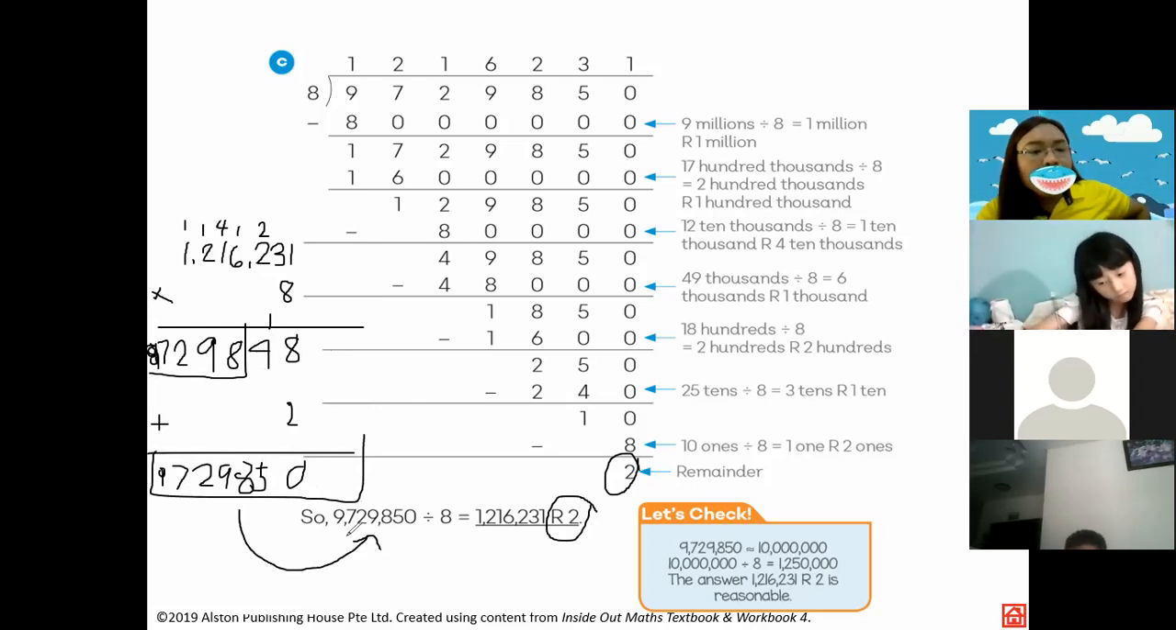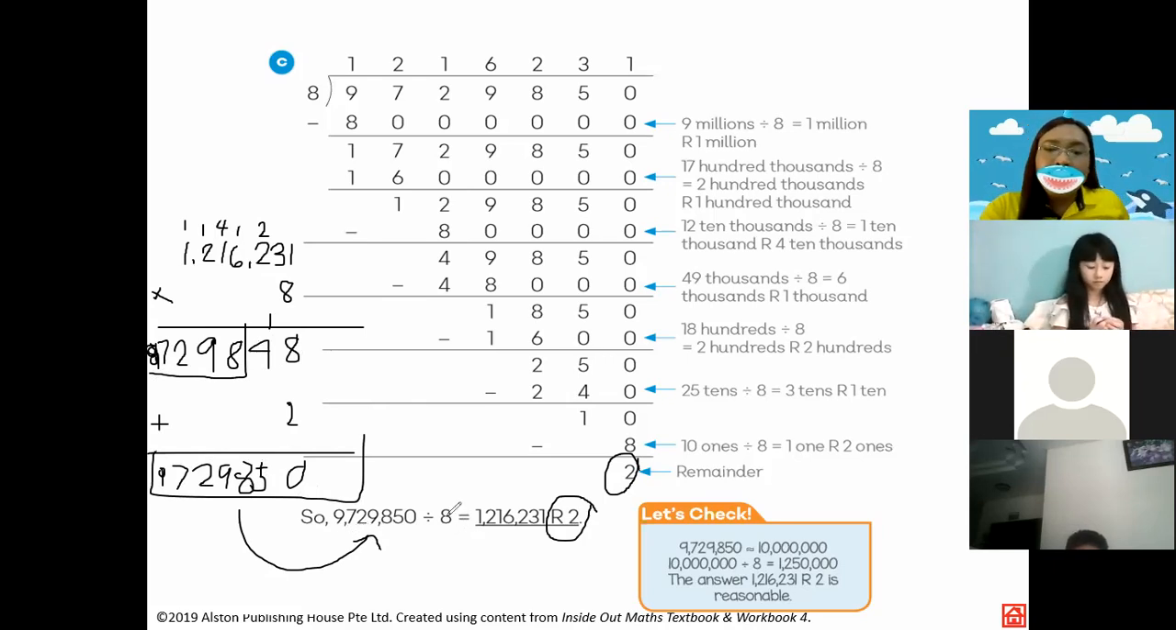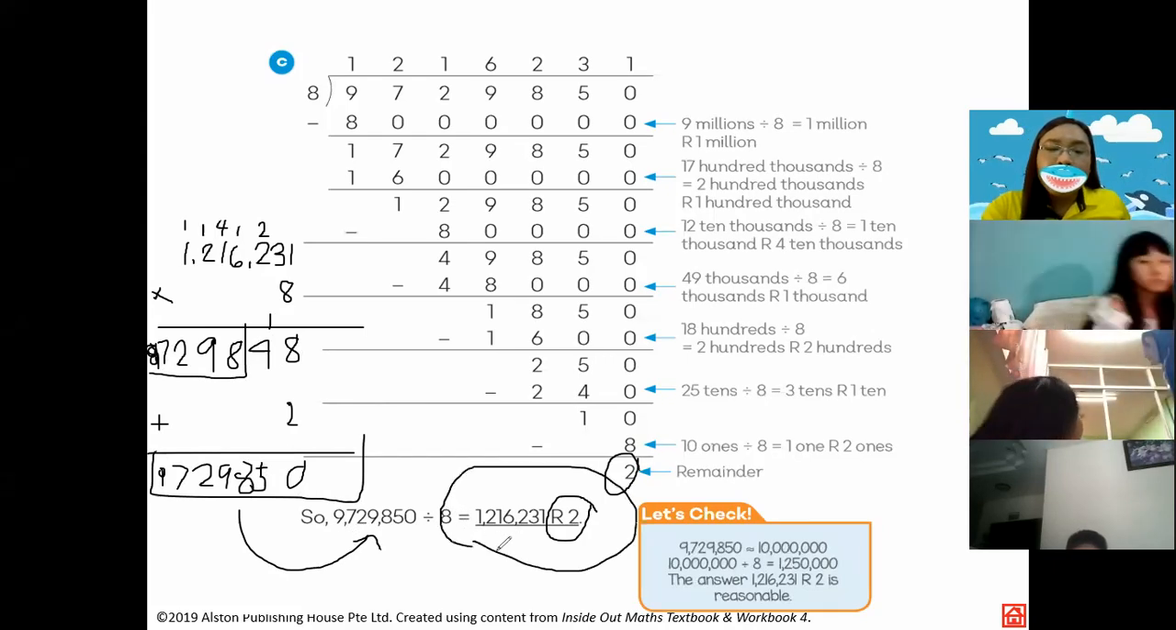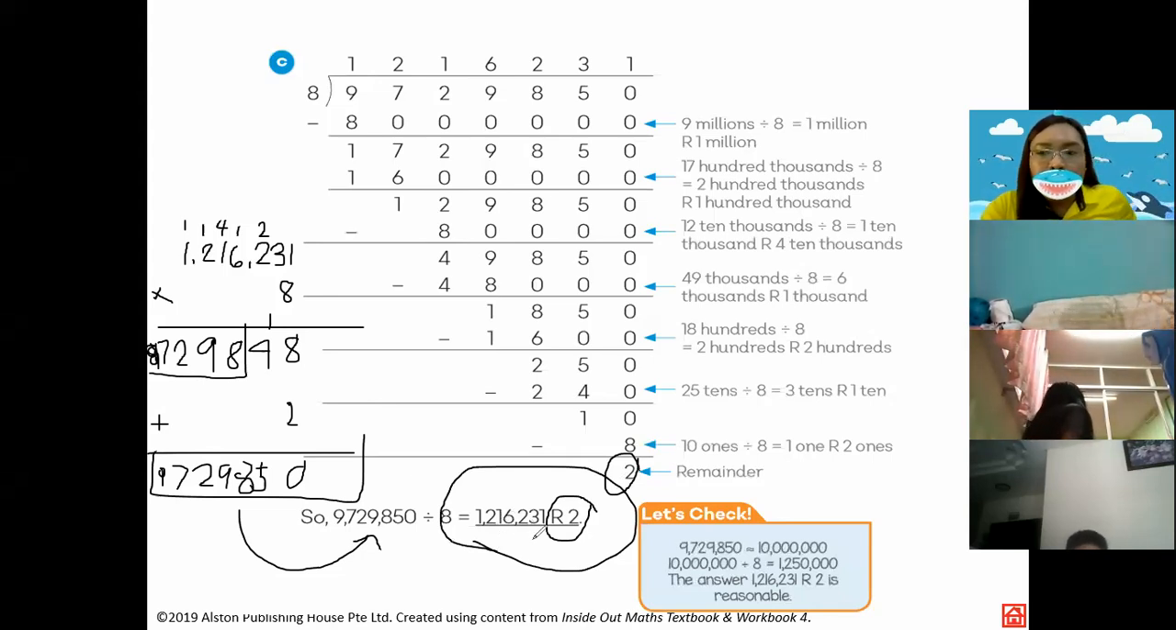So 9,729,850 divided by 8 is equal to 1,216,231, and the remainder 2.